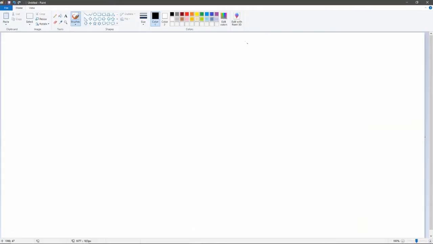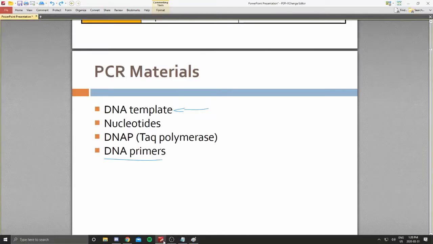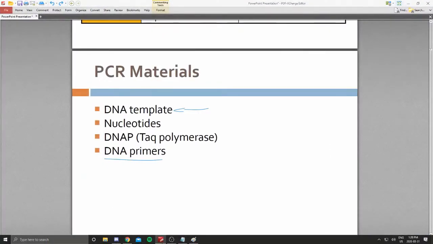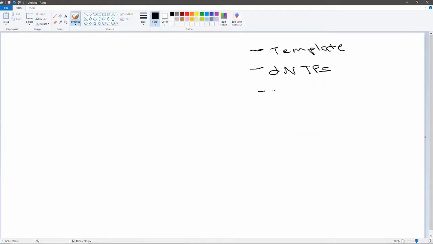So what materials do we have for PCR? We have the original template. We have nucleotides, so we'll just call them dNTPs. Then we have Taq and we have primers. And remember that the primers are DNA primers. We do not have an enzyme to put these down. We anneal them by temperature. And then we have something called Taq.